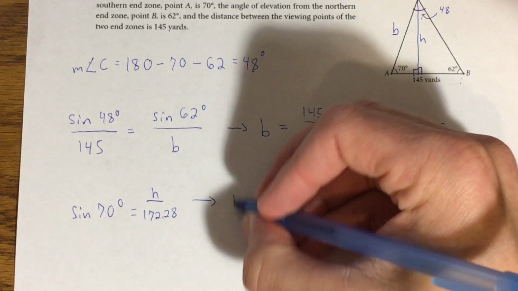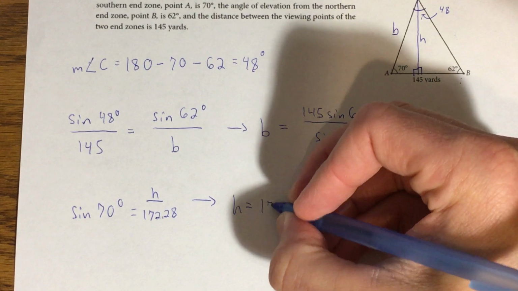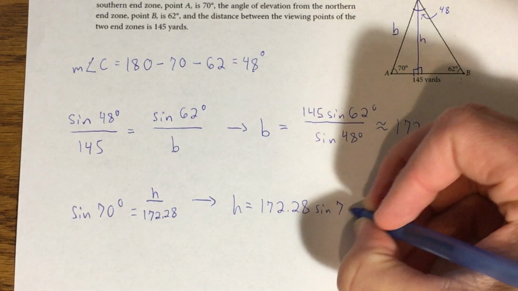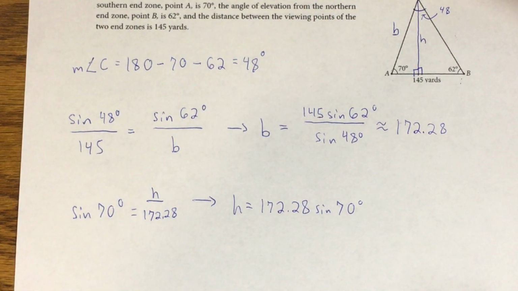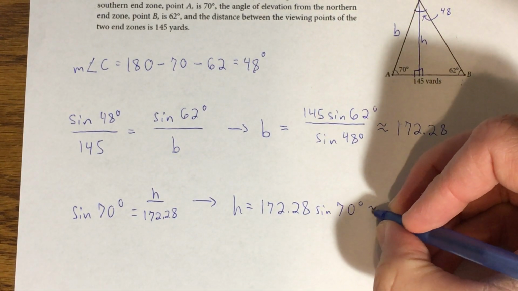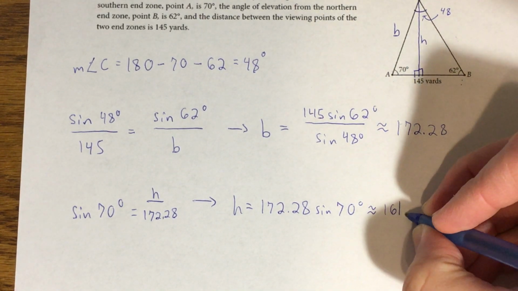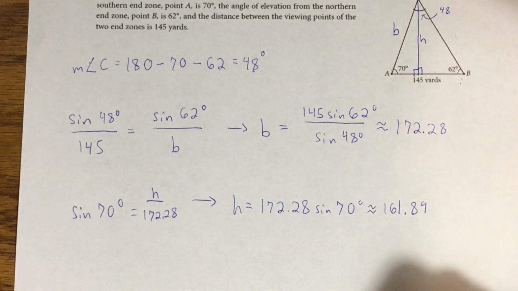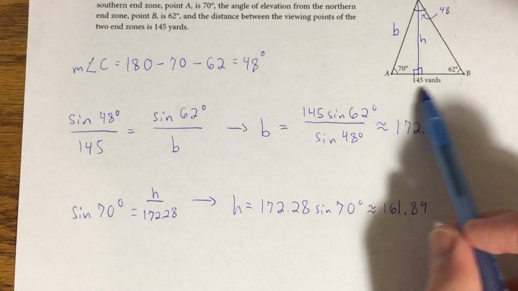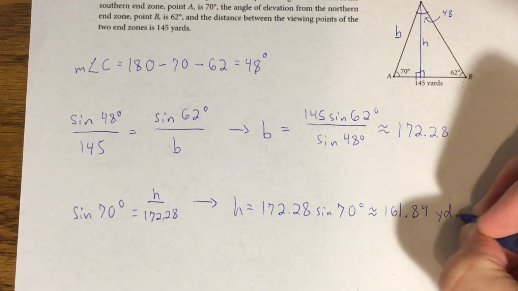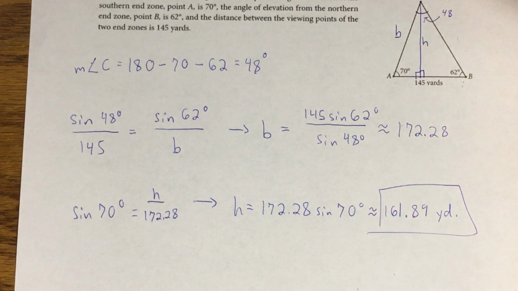I can solve for h by multiplying both sides by 172.28. And again, remember, wait until this step to plug things into a calculator. So this is going to come out to approximately 161.89. And then remember that we do have units in this problem. Distances have been measured in yards. So I'm going to say that this is 161.89 yards. Okay? And that's going to wrap up section 10.1 for us.